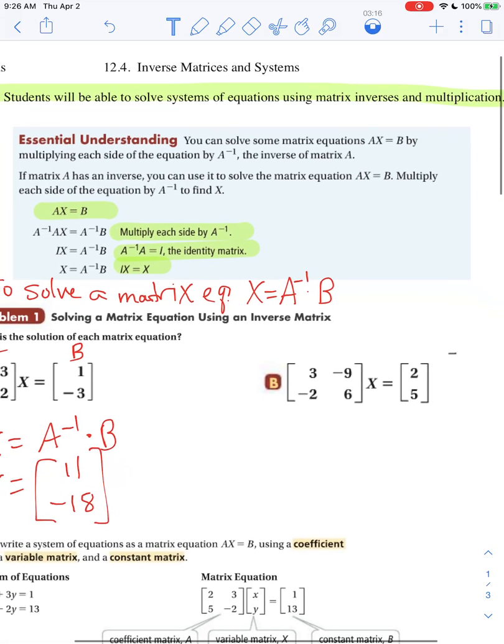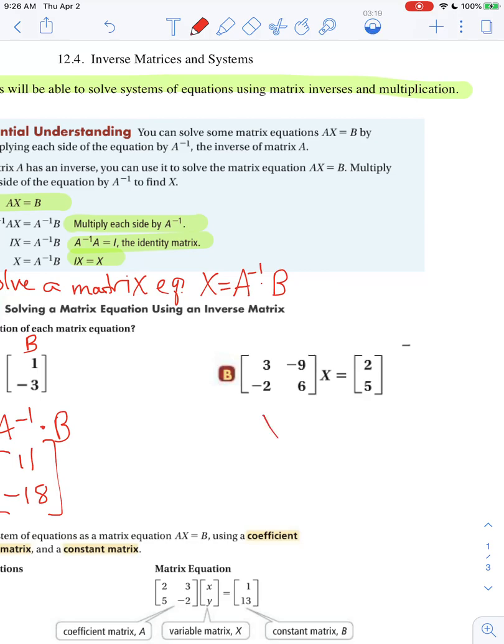All right, then letter B. Again, X is going to be A inverse times B. So let's do that as well. So pull up a 2x2. You'll put 3, -9, -2, 6. Hit caret -1, arrow down, times. Pull up your matrix that's a 2x1. And what I mean by 2x1 again is 2 rows, 1 column.